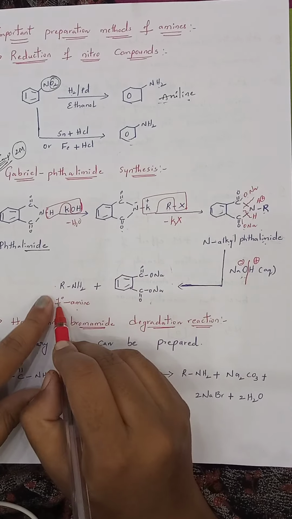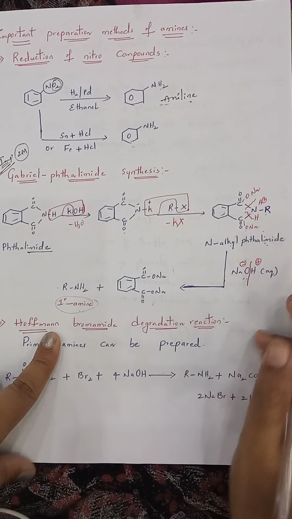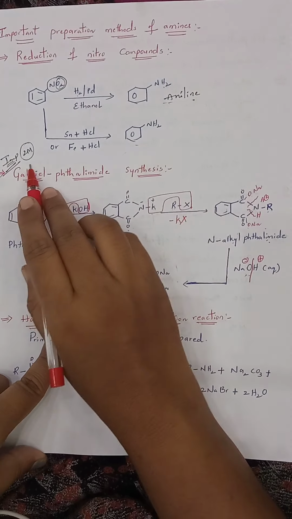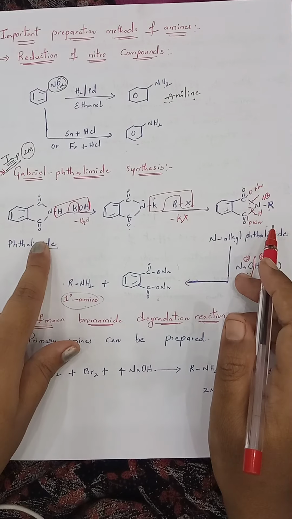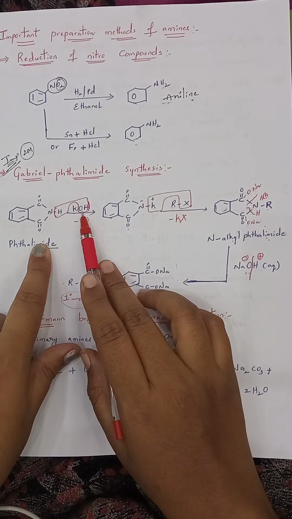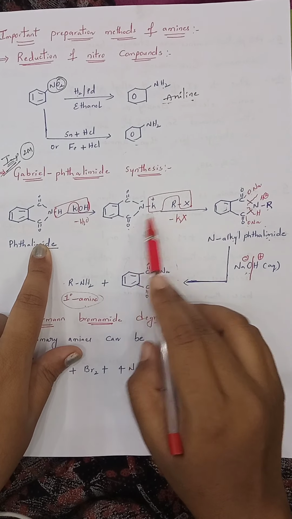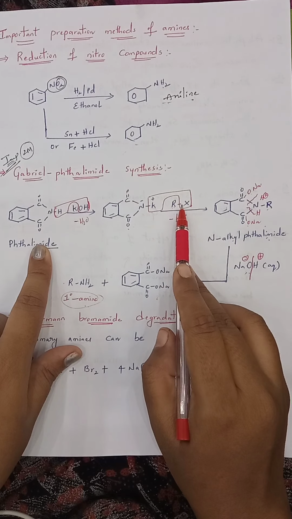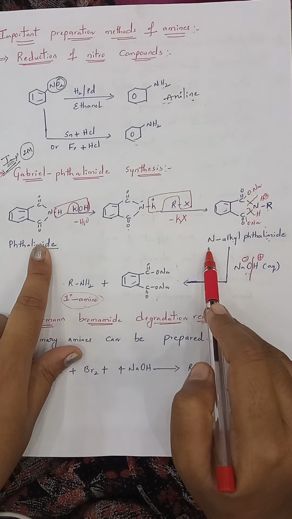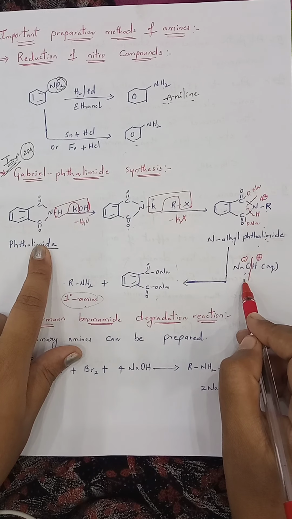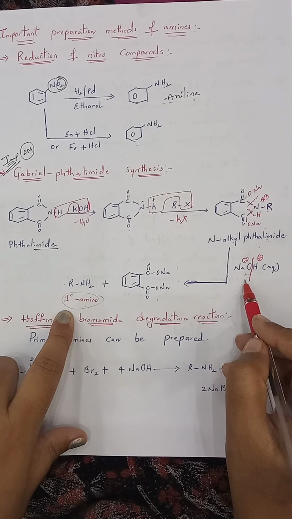RNH2, that is, a primary amine, is formed. This is the best method to prepare these primary amines, which is very important for 2 marks. When phthalimide reacts with potassium hydroxide, it loses water and gives the potassium salt of phthalimide, which on reaction with the alkyl halide converts into N-alkyl phthalimide. On treating with aqueous solution of NaOH, finally it gives primary amines.